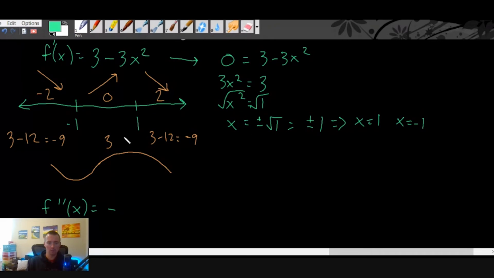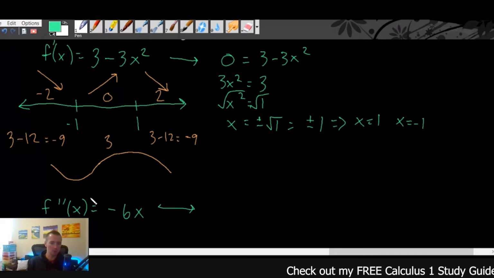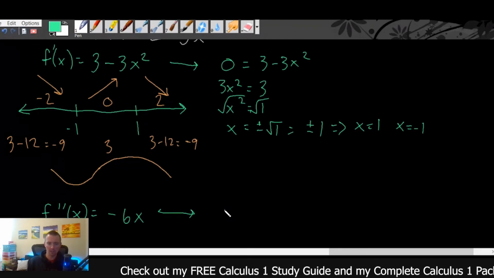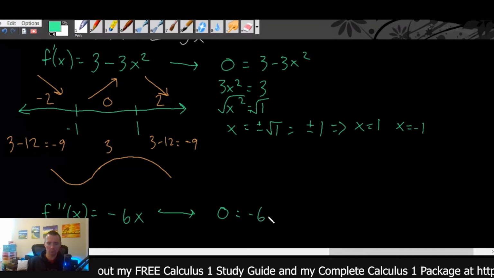Negative 3 times 2 is negative 6. Keep our x as x, and then lower our power by 1. 2 minus 1 is 1. So it's just negative 6x. So then again, to find our inflection points, it's just like finding our critical numbers, but we do it with our second derivative instead of our first derivative. So we're going to take our second derivative of negative 6x and set it equal to 0.